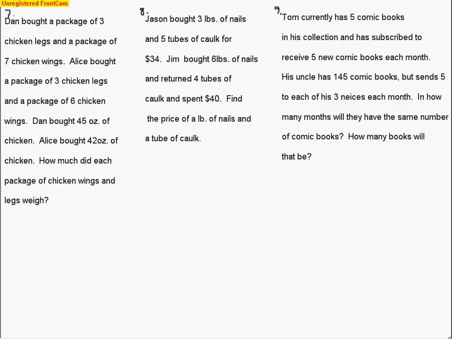For the last three problems you see on the test, I'll be testing you on how to write equations and then solve. So let's take a look at the first one here. It talks about Dan bought some chickens. So let's see what he bought.